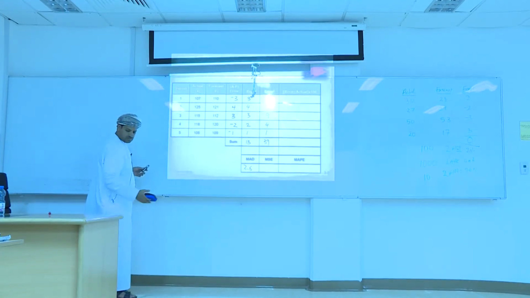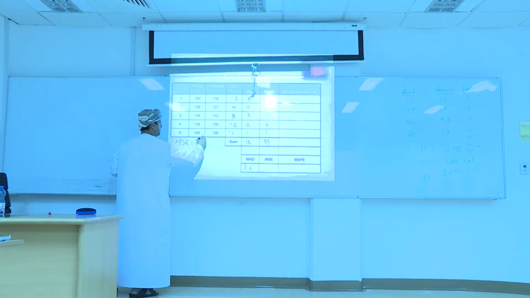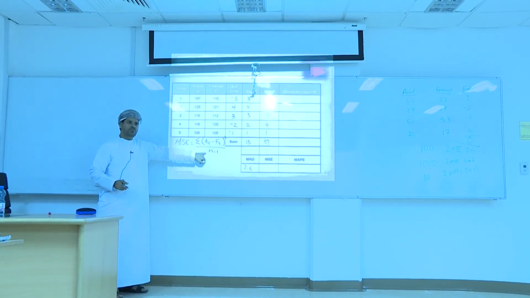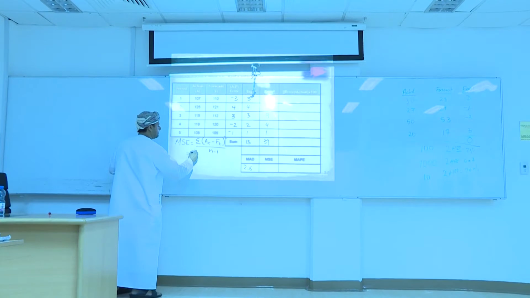What's the formula for it? Divided by n minus 1. In some of the books, it's divided by n minus 1, although it's an average, it's a mean. Usually we divide by n, but in this book we have n minus 1, so we'll have to abide by this formula. Okay. 39 divided by 5 minus 1, which is 4.